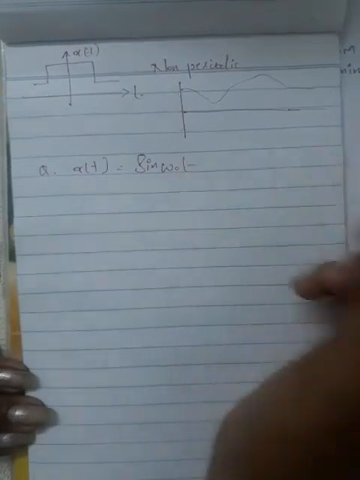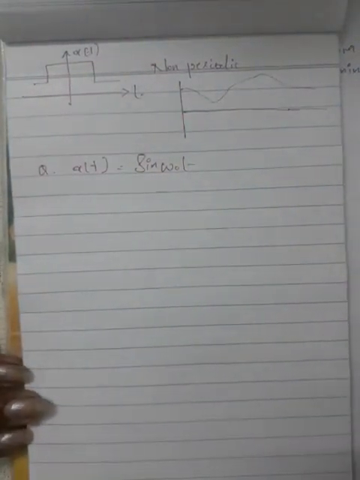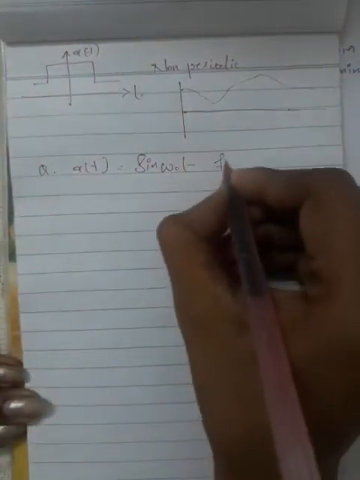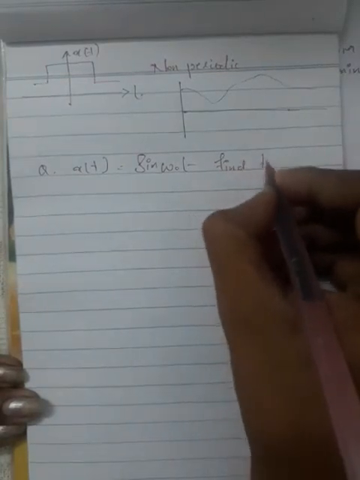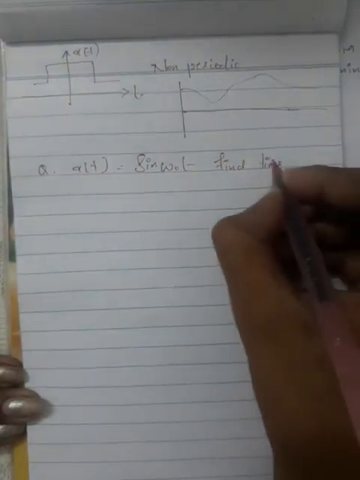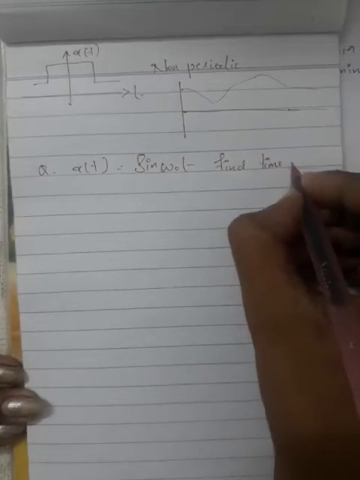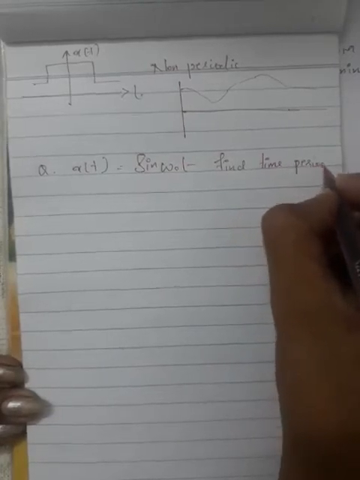omega 0 t. This is the signal. Find the fundamental time period.